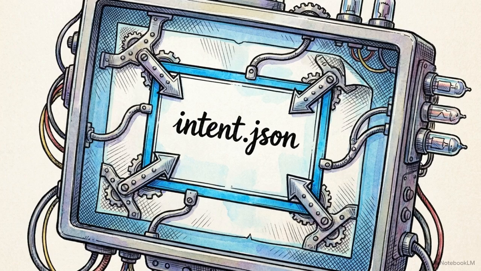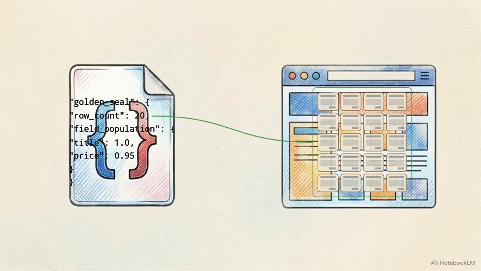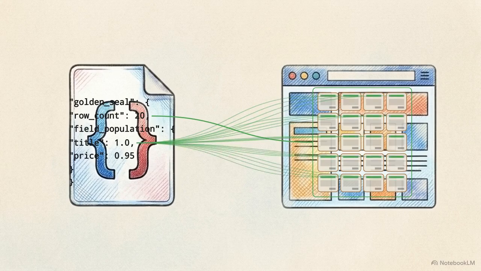It must function as an executable agreement. This JSON snippet is the golden seal, the definitive structural fingerprint of the web page. The row count establishes the exact number of expected items on a paginated list. The field population metric measures layout behavior. 1.0 means the title always populated, while 0.95 means the price was occasionally absent.